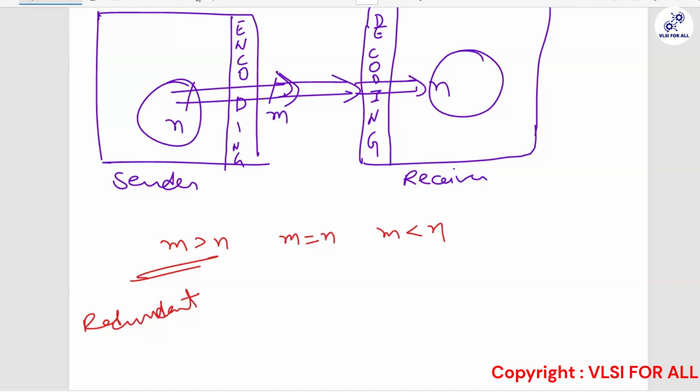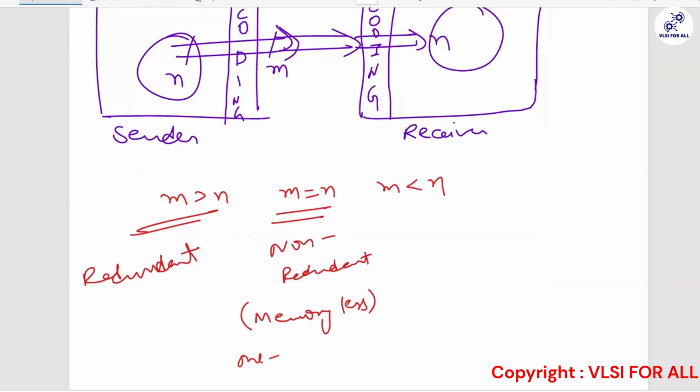If m equal to n, these are non-redundant, and these are basically memoryless. We are just transferring one state to the other, mapping one state to the other in m equal to n. So it is basically one to one mapping. In the redundant case, when m is greater than n, I'm not saying m less than n.